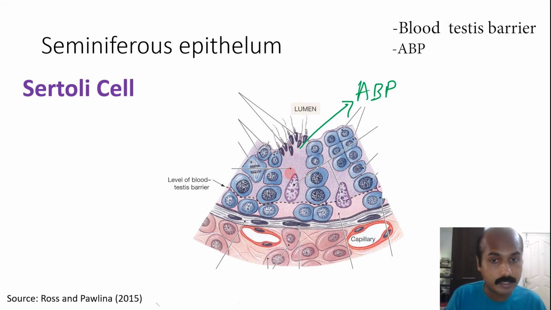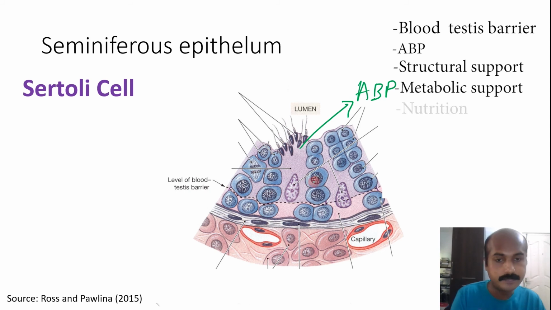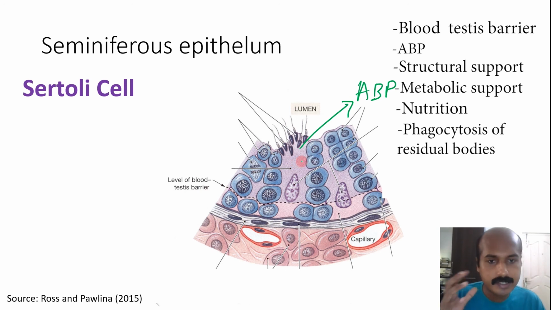Sertoli cell is also important for giving structural or physical support to the spermatogenic cell line, and also metabolic support by providing nutrition. Also, the spermatids undergo a transformation into mature spermatozoa, and a lot of cytoplasm will be left, and this cytoplasm will be phagocytosed by the Sertoli cell. So Sertoli cell has a lot of functions which help spermatogenesis. Okay, the Sertoli cells are very important for spermatogenesis in all these ways.